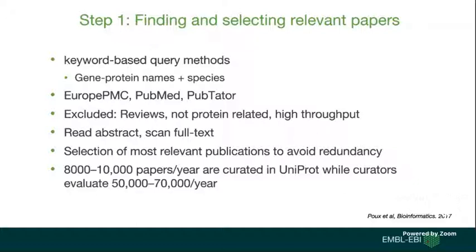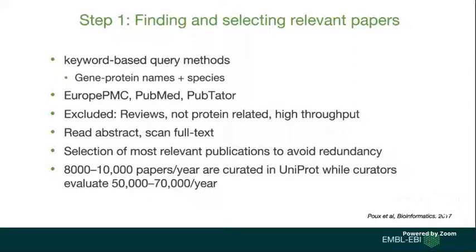For example, we exclude reviews, although I have to say that we read them as they provide background on the protein function, and sometimes they provide additional references that we could have missed with our search, but we don't add them to an entry. Also, if a paper has no protein-related information, for instance, if they have characterized the promoter of the gene, we don't consider this paper. And usually we don't annotate high-throughput papers.